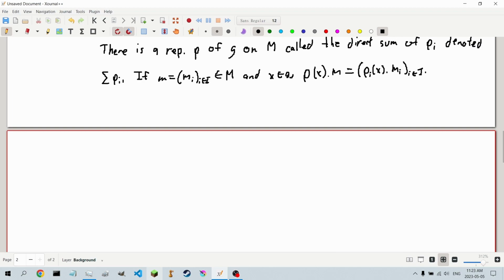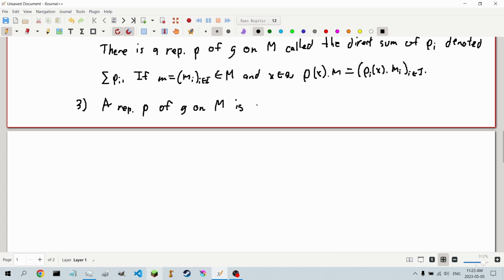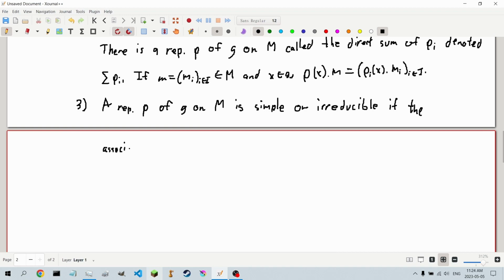Alright. Next topic here. A representation rho of G on M is called simple or irreducible. I guess I should write that out given it's a definition. If the associated G module is simple.